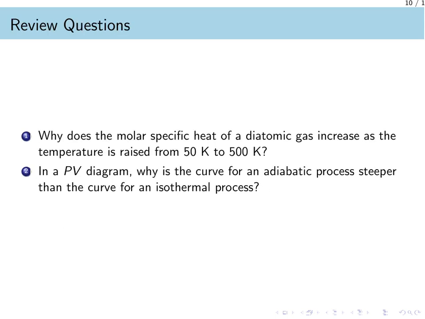To wrap up, consider these review questions to test your understanding. First, think about why the molar-specific heat of a diatomic gas increases when the temperature is raised from 50 Kelvin to 500 Kelvin. Think back to the activation of different molecular motions. Second, looking at a pressure-volume diagram, why is the curve for an adiabatic process inherently steeper than the curve for an isothermal process? Reflect on the mathematical role of the ratio of specific heats and how the change in internal energy influences the pressure drop during expansion.